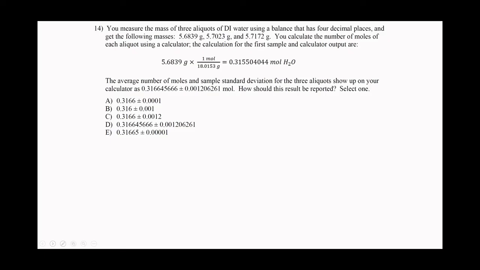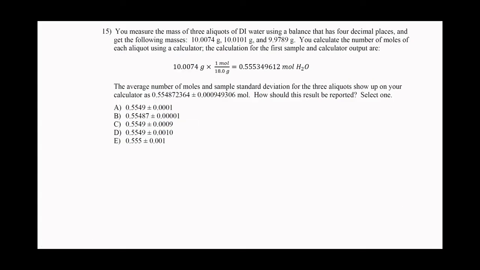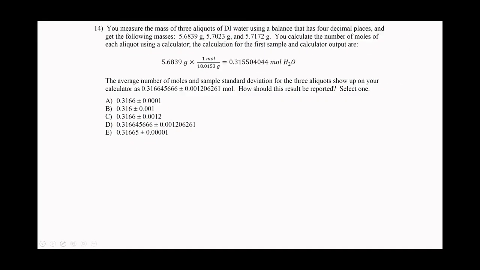You measure the mass of 3 aliquots of DI water using a balance that has 4 decimal places and get the following masses. You calculate the number of moles of each aliquot using a calculator. The calculator output for the first sample is as follows. The average number of moles and sample standard deviation for all 3 outputs show up on your calculator as 0.316645 plus or minus 0.120. How should we report this result?